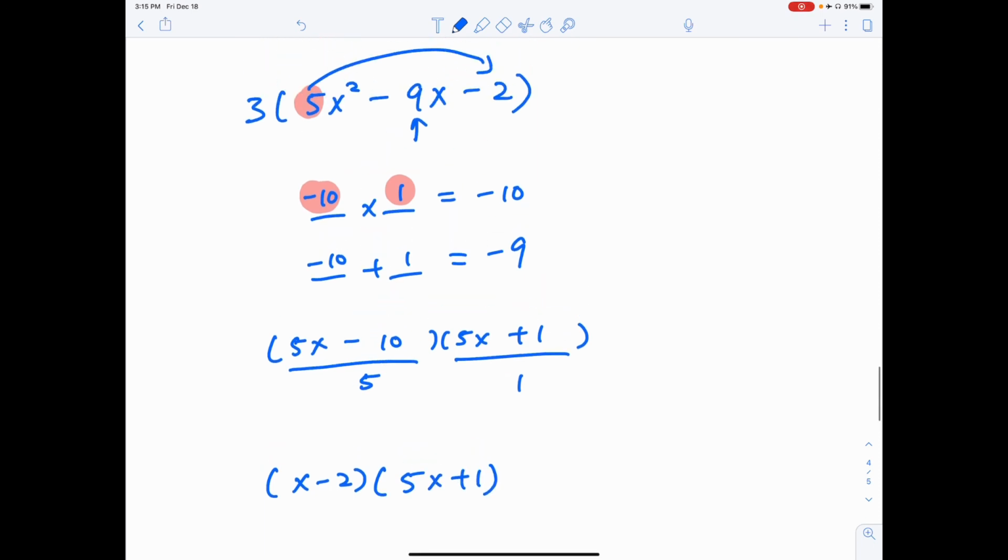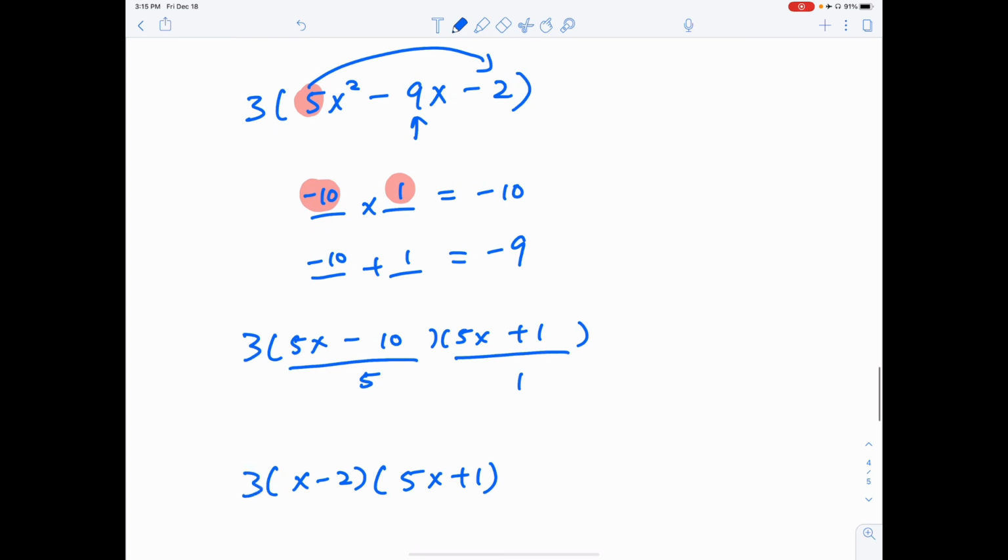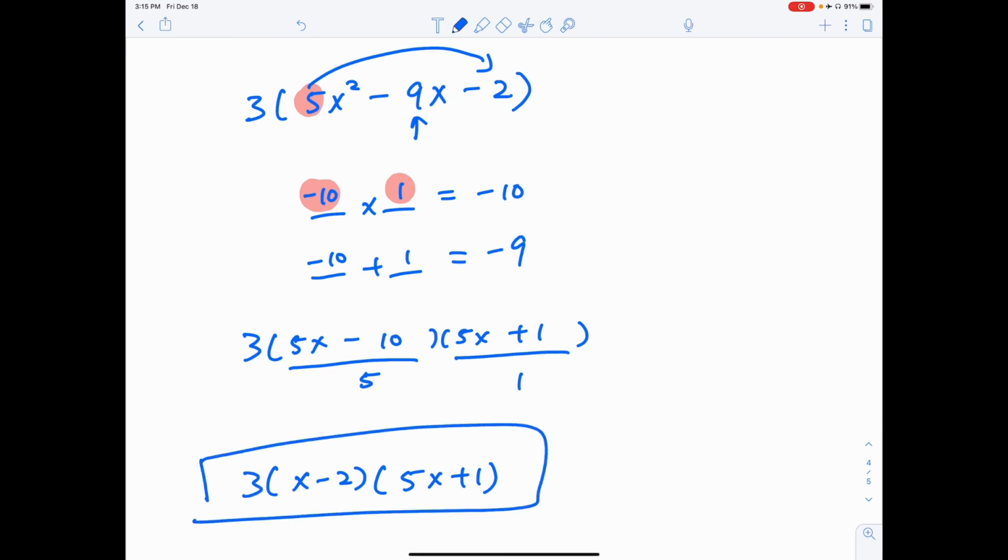Reminder to hold the 3 that was in front the whole time for your final answer. Otherwise, you would have missed something and it would have been incorrect.